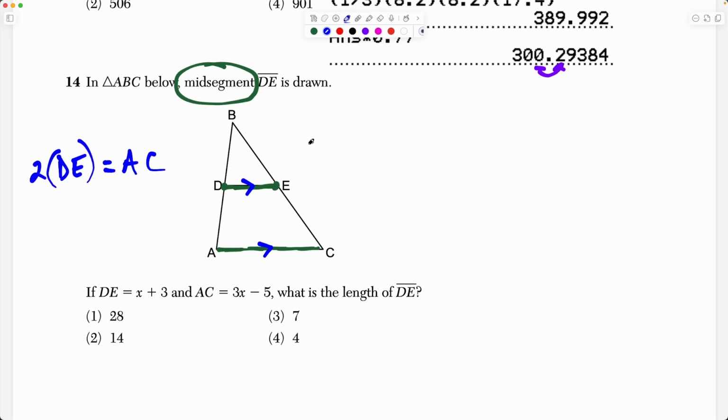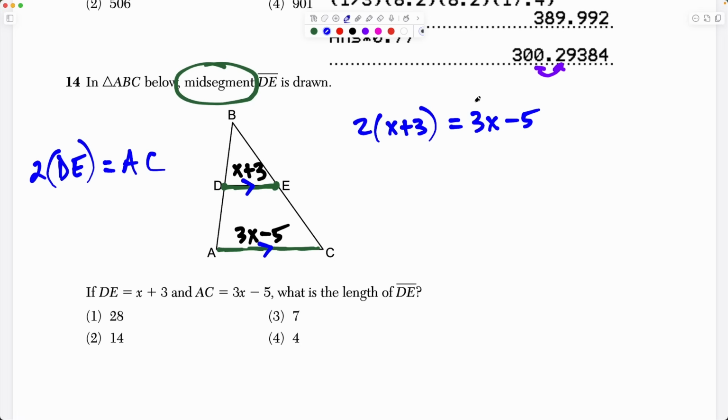So now I'm just going to do this. I'm going to do 2 times DE. I'm going to say over here, I'll just label this as x plus 3. So we have 2 times x plus 3 is going to give us the other side here, 3x minus 5 at the bottom, or the other segment here at the bottom. So let's go ahead and work this out. So we have 2 times x plus 3 is equal to 3x minus 5.